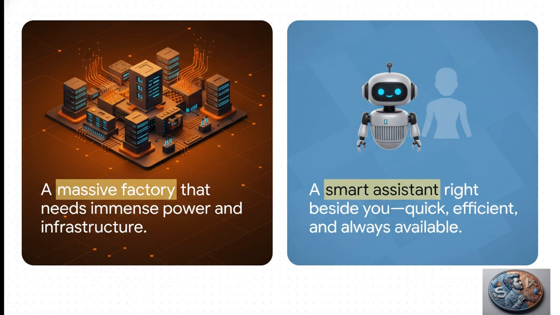Here's a great way to think about it. A large AI model is kind of like a massive factory. It's incredibly powerful, sure, but it needs immense resources and a constant connection to the internet. An SLM, on the other hand, is like having your own personal smart assistant. It's quick, it's efficient, and it's always right there beside you.